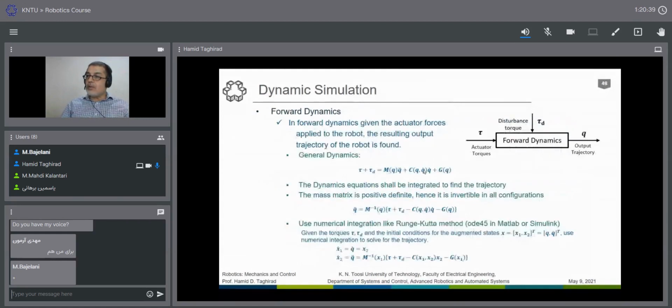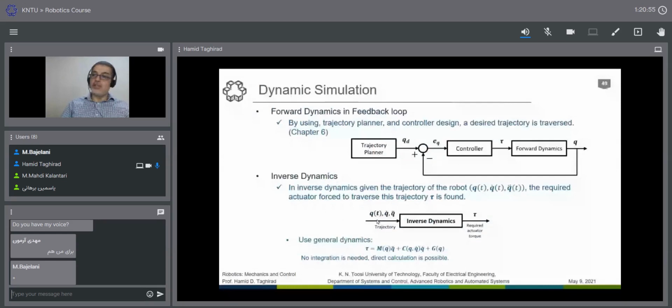As you see, we have all the parameters here. If you don't have any disturbance torque, you just put everything in here and you find the torque that is required to do that motion. You just need the q dot and q double dot, the derivatives of the trajectory, to find the required torque. We will use both of these in the next part of the robotics course that we are having with you.